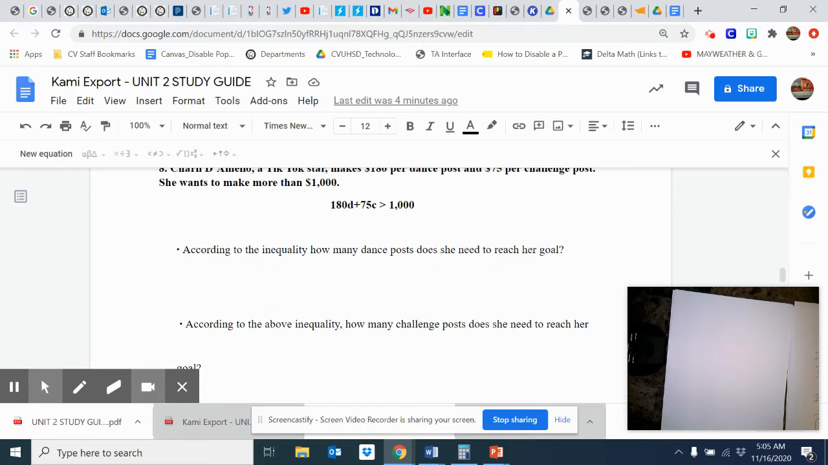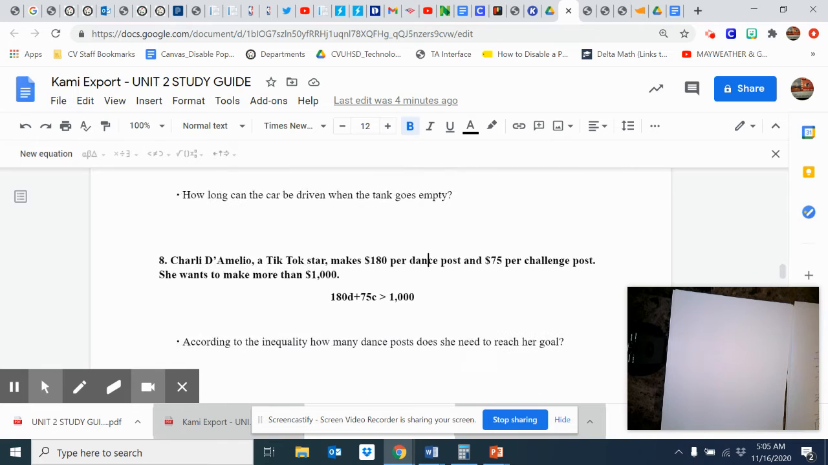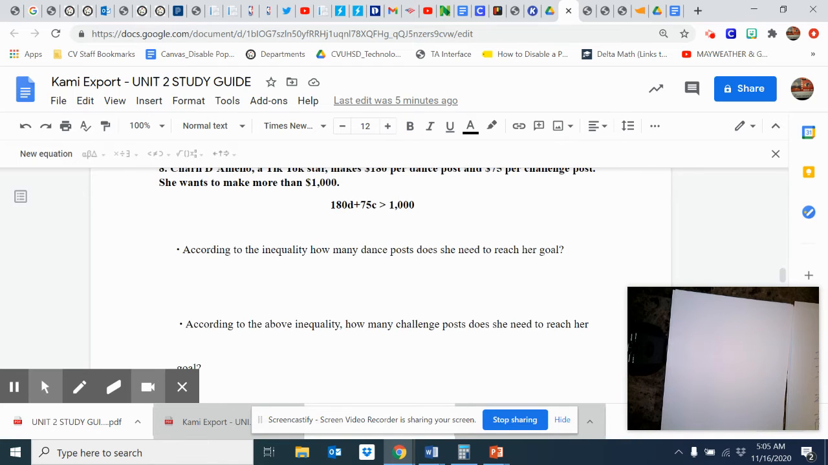Okay. Let's look at this. Charli D'Amelio, a TikTok star, makes 180 per dance post and 75 per challenge post. She wants to make more than $1,000. So that is put there. She gets 180 per dance, $75 per challenge. According to the inequality, how many dance posts does she need to reach her goal?